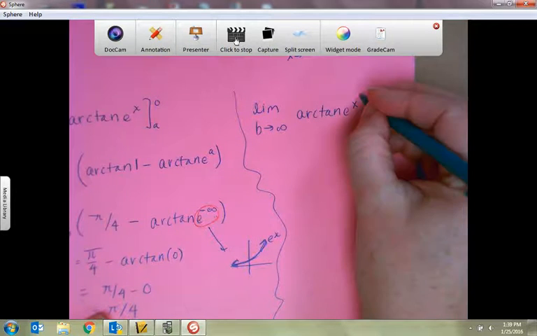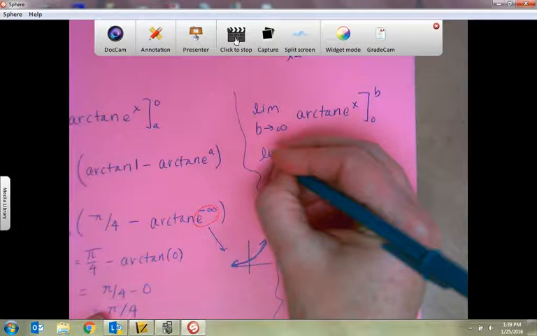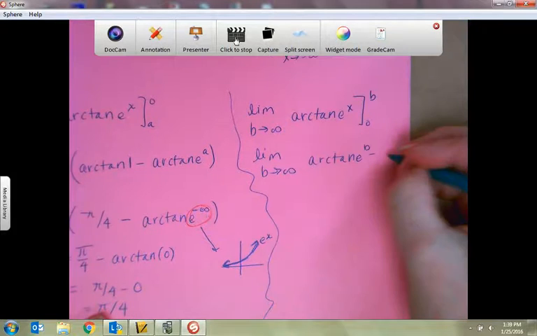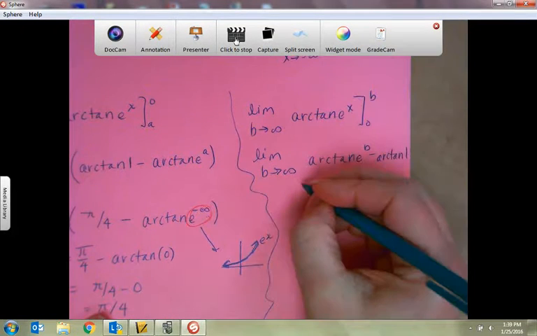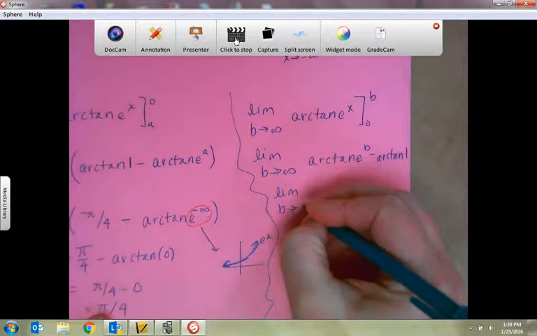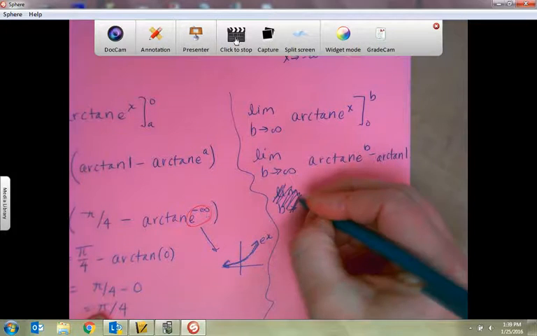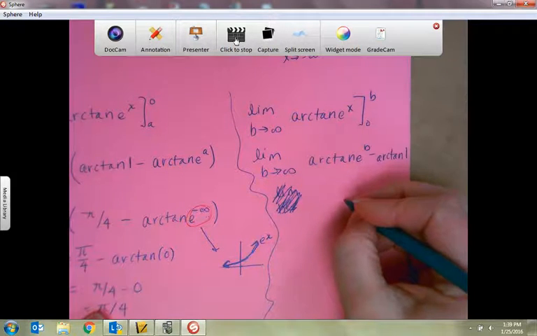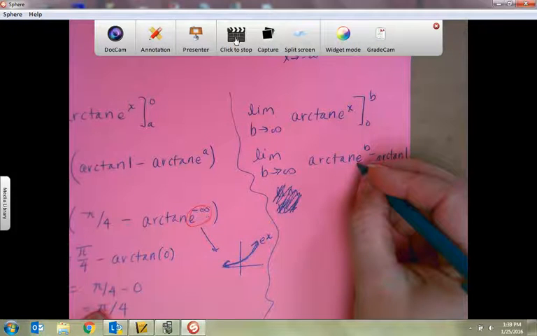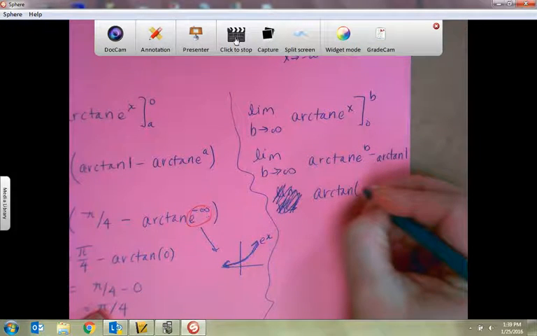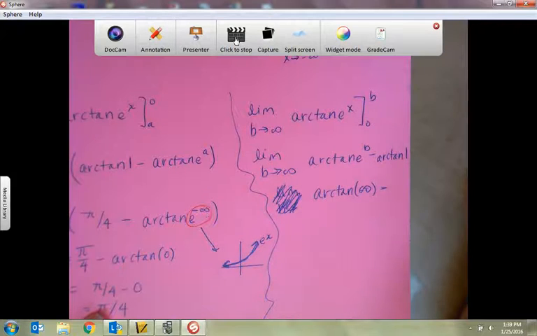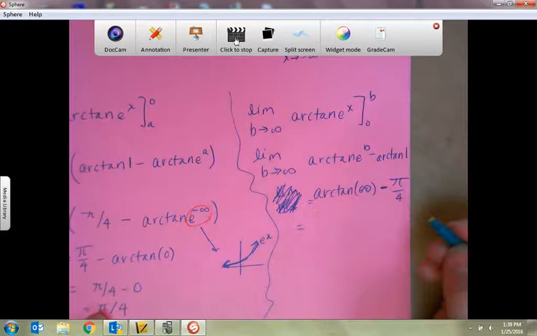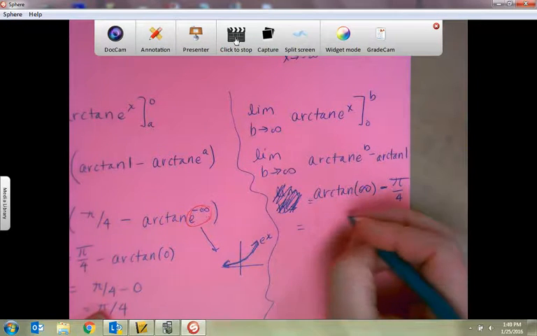As I go to infinity, this would be the arctan as I go to infinity minus the arctan of 1, which is pi over 4. And as arctan goes to infinity, we already discussed that that's going to be pi over 2. And then we still have minus pi over 4. So now putting these together for my overall answer, pi over 4 plus pi over 2 minus pi over 4 is pi over 2. Yes, that was a good one. And that guy, again, is convergent. That one was really fun.